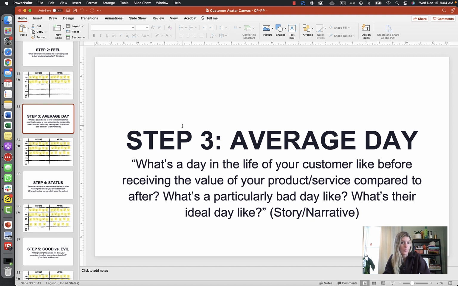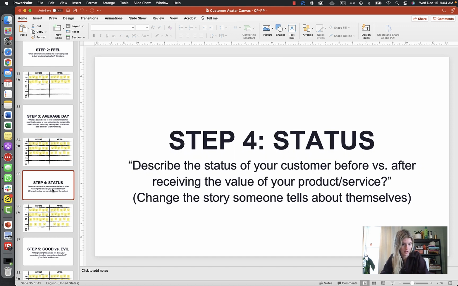Step 3, average day. What is a day in the life of your customer, your parent, like before receiving the value of your product or service, your school, compared to after? What's a particularly bad day like, and what's their ideal day like? Maybe they're stuck at work, they're stuck in meetings, and they can't get there to pick up their child on time. Maybe that's a particularly bad day. But what can you do, or what does your school contribute to lightening the load a little bit more for some of these parents that feel frazzled and overwhelmed by their life? And then add that in the average day column.